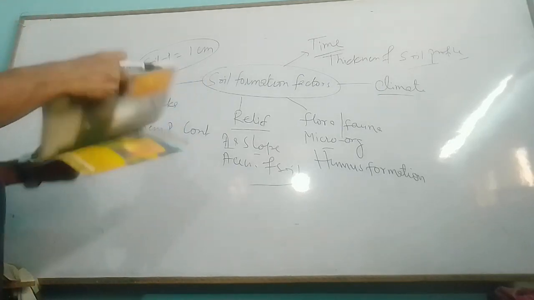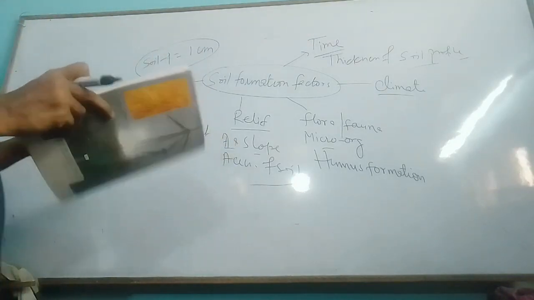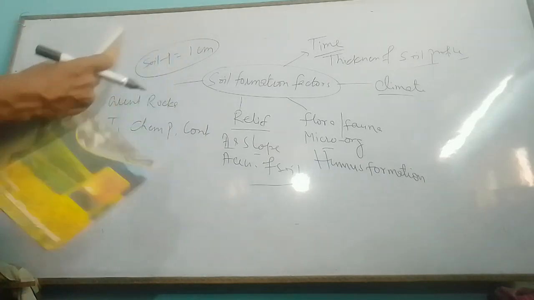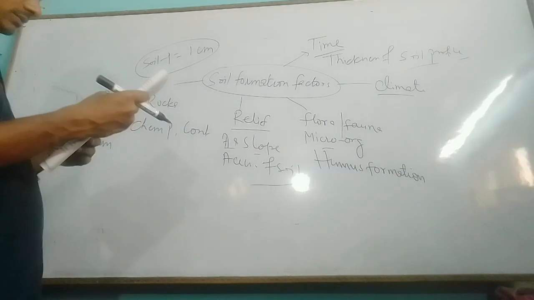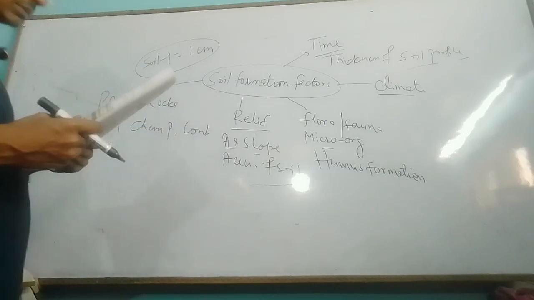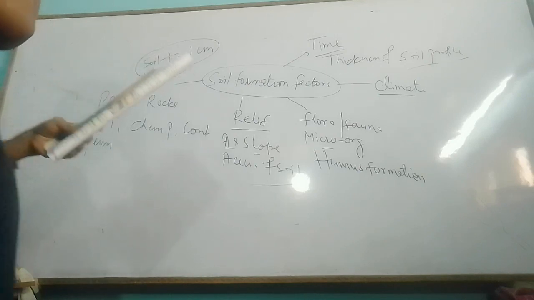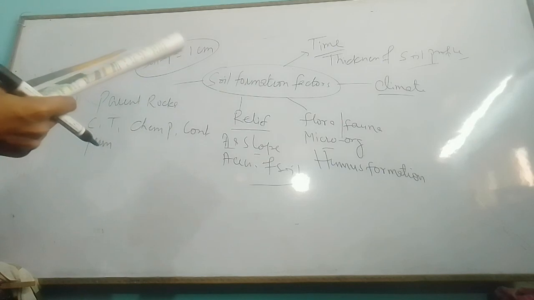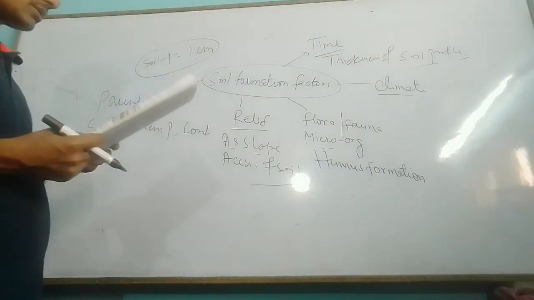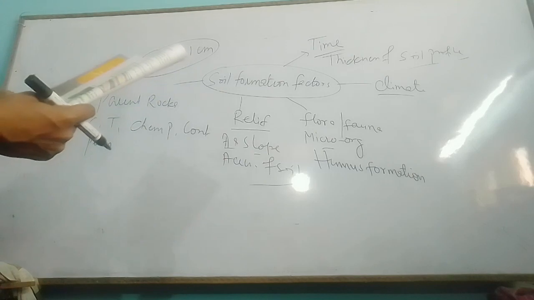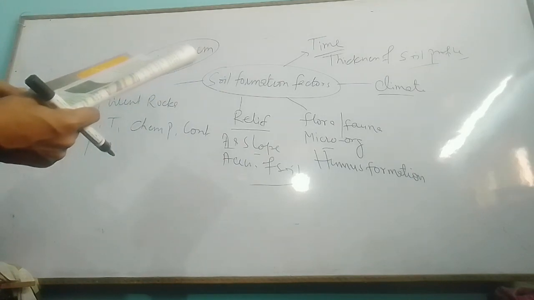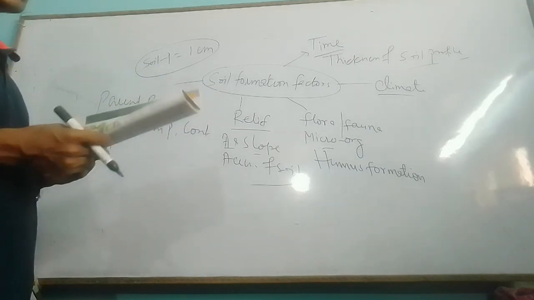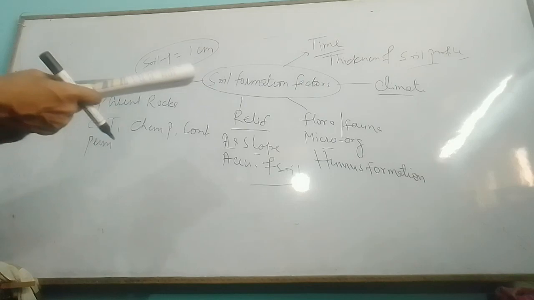So next is, in India there are many soils, could be alluvial, black, red, laterite, desertic and mountain soil. And they are different from each other.